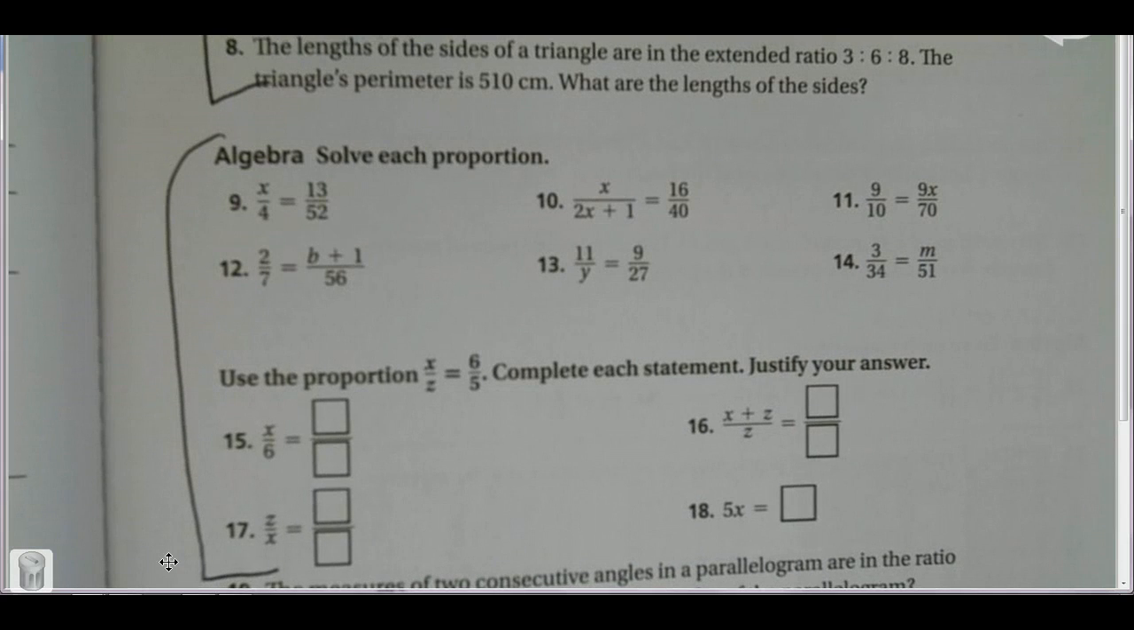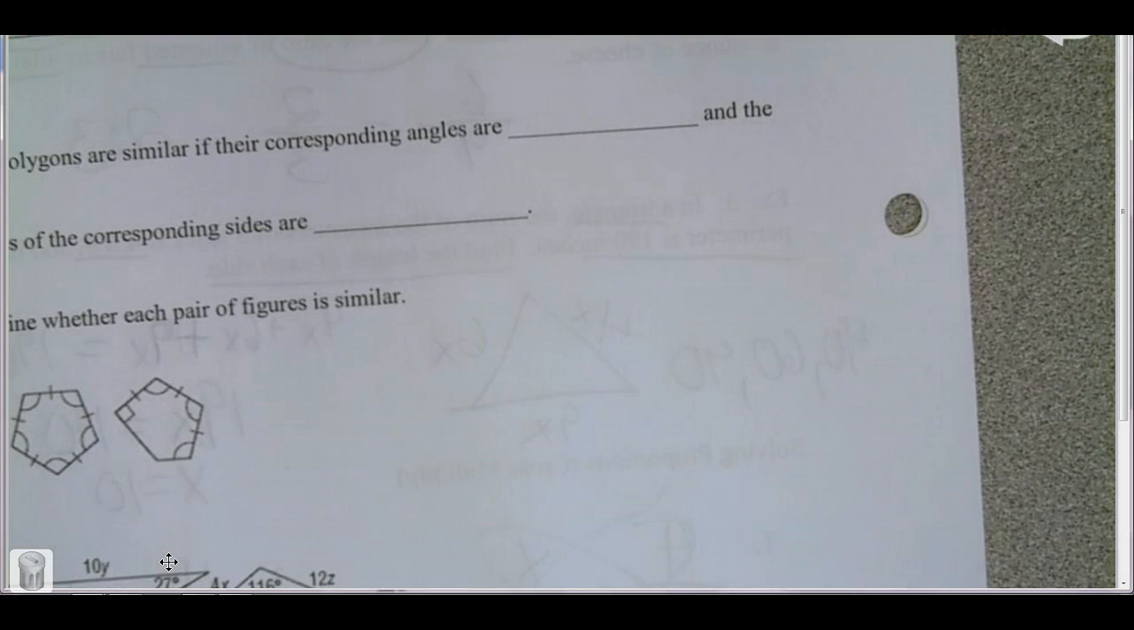Okay, so at this point you're going to pause the video, you're going to complete 1 through 18. When you're done with 1 through 18, you can move on to the second part of the notes, and you can give me a check off if you want to before. But like I said, go ahead and pause the video, complete 1 through 18, and then we'll keep going on the similar polygon stuff.